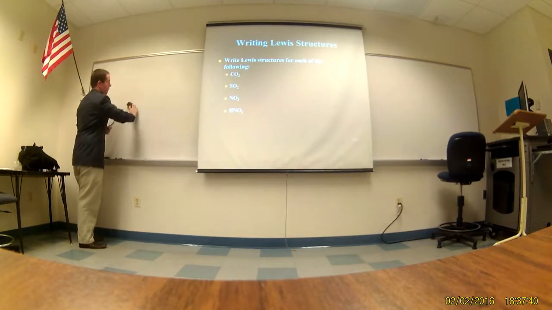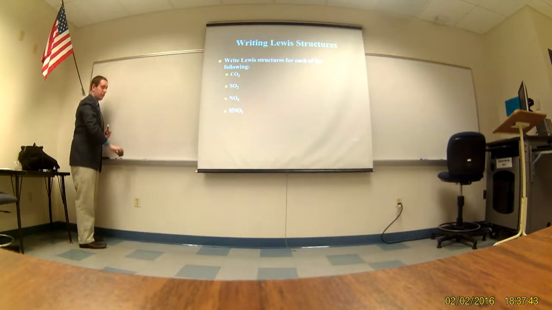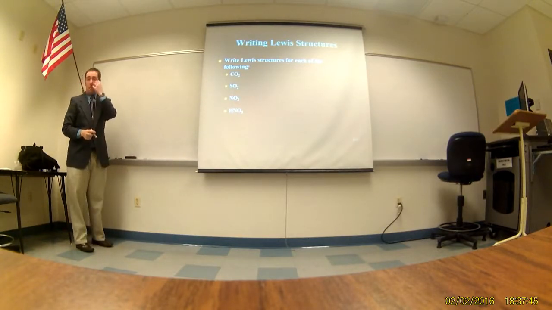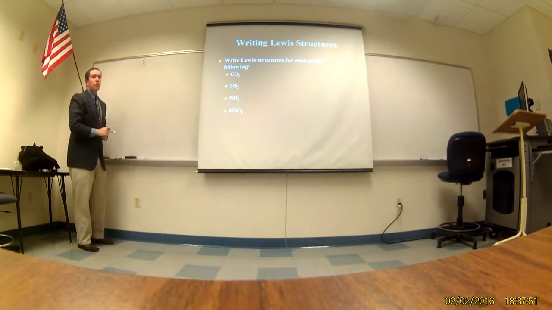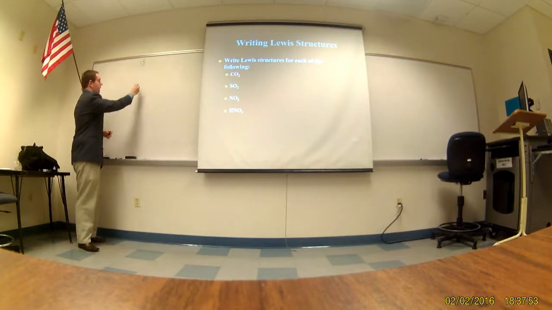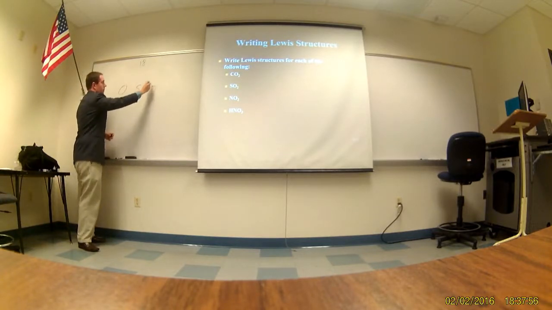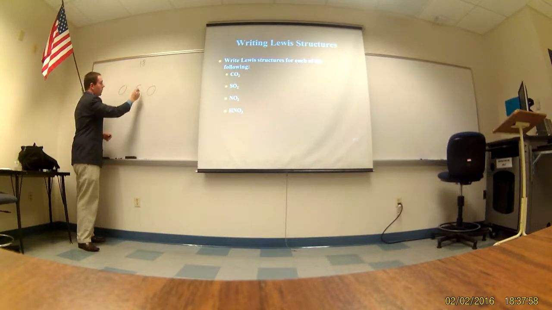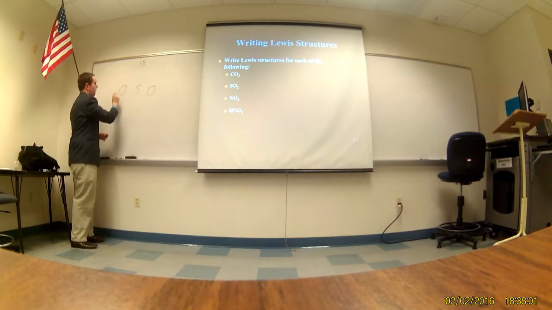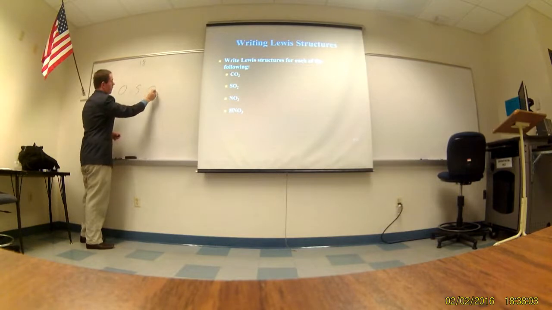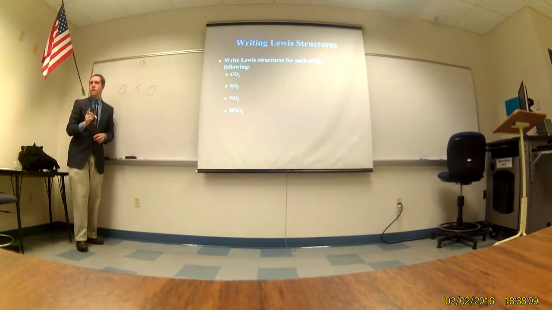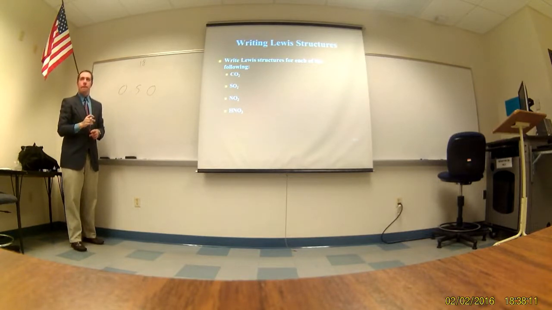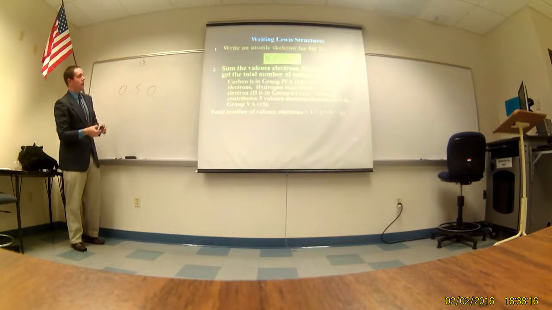Now I've got SO2. Now how many electrons do I have? 18. What's my structure going to look like? S in the middle, oxygens out here. I'm going to go 1, 2, 3, 4, 5, 6, 7, 8, 9, 10, 11, 12, 13, 14, 15, 16. Still got 2 more. Where are they going to go? 2 oxygen. This is the first time we've run into this. Let me go back to that.